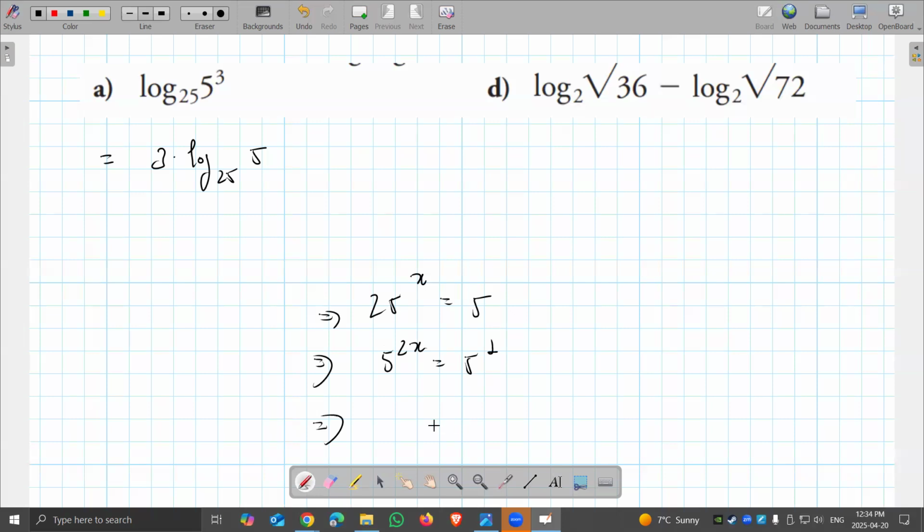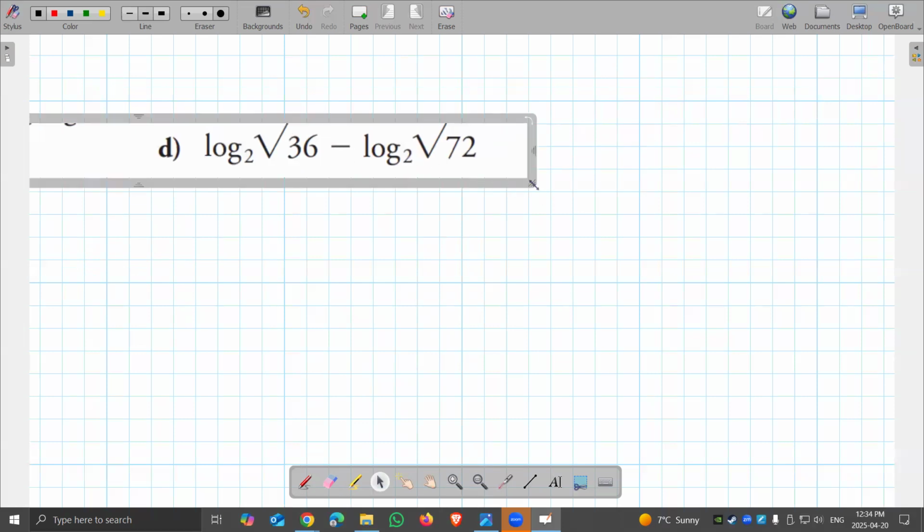1 over 2, yes. So log base 25 of 5, okay? That entire thing was x. So that entire thing is 1 over 2. So this becomes 3 times 1 over 2, 3 over 2. Cool? It's not that difficult. Okay, let's look at B. How would you do B?